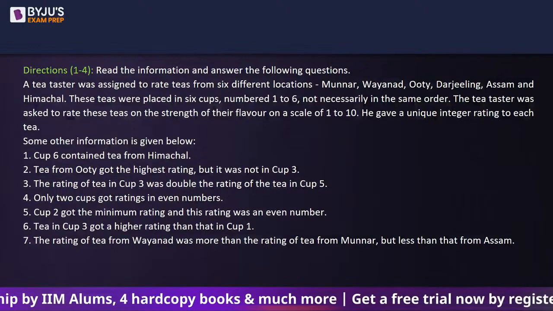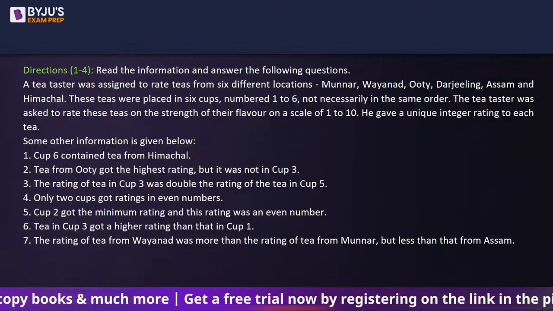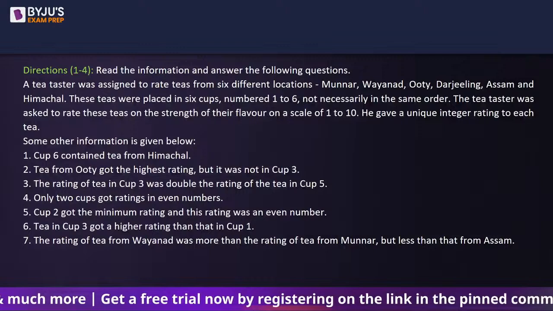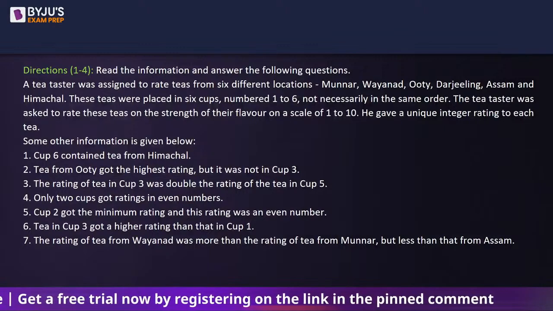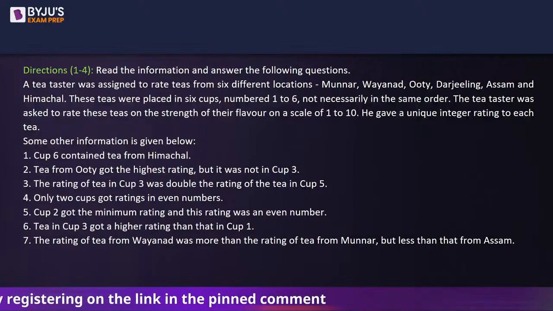So there are 6 cups. There are 6 different locations, but the scale is from 1 to 10. As in, out of 10 points on the scale, only 6 are going to be utilized, 4 are not. Some other information is given below.